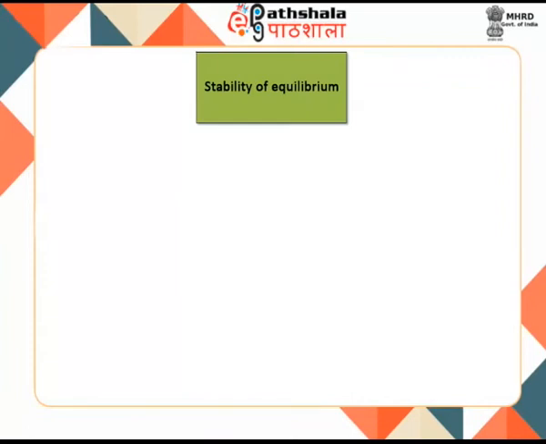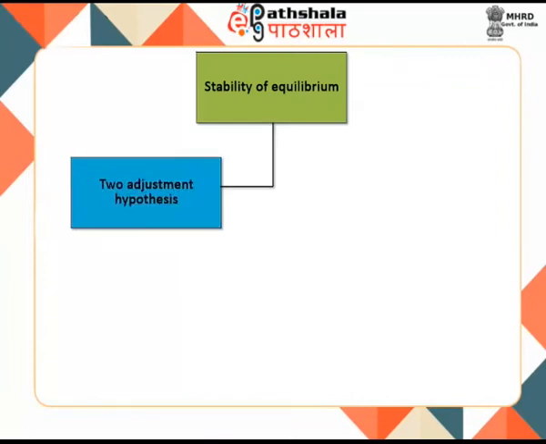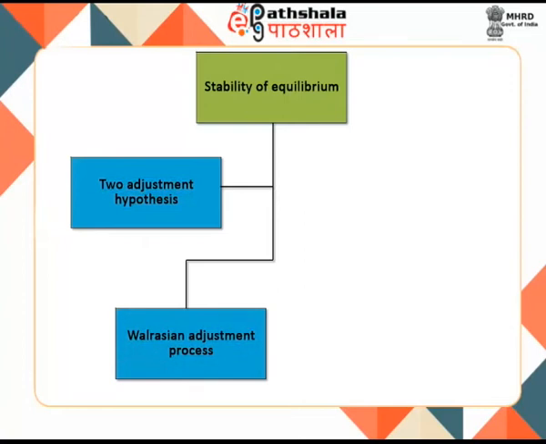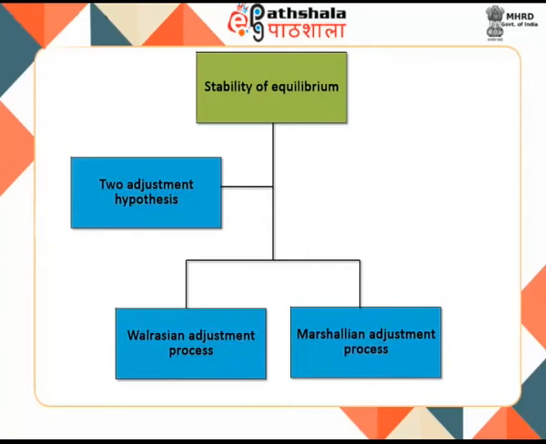Stability of equilibrium can be analyzed using two adjustment hypotheses. First, the Walrasian adjustment process. Second, the Marshallian adjustment process.